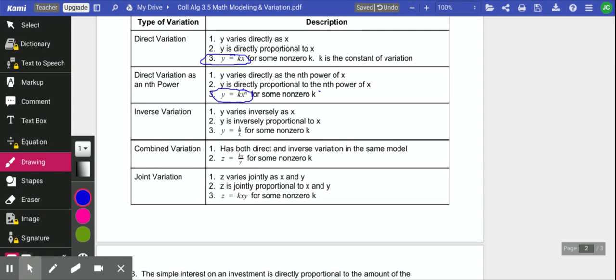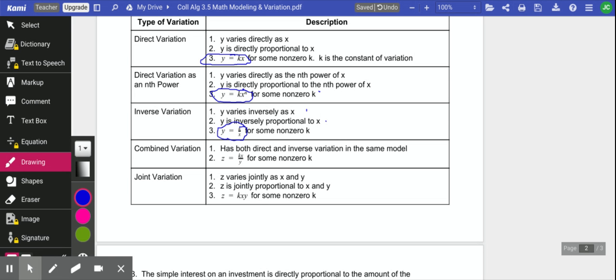Inverse variation, y varies inversely as x, or y is inversely proportional to x. And you would see that equation as y equals k divided by x. Inverse variation means as the x value goes up, the y value goes down. Okay, where direct variation, they go up together. If x goes up, the more hours you work, the more you get paid. Inverse variation goes the other way.